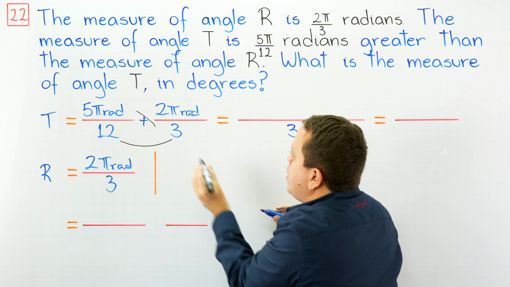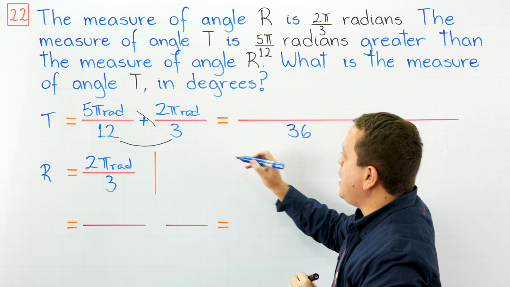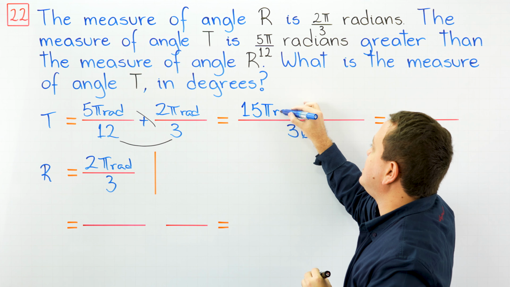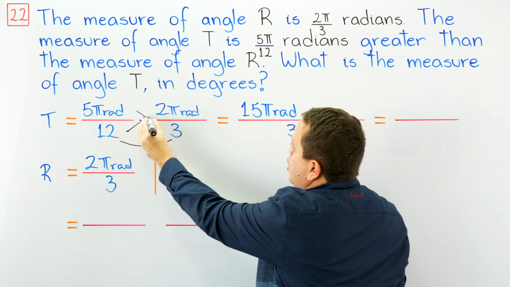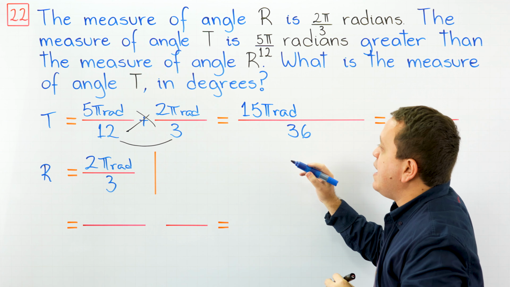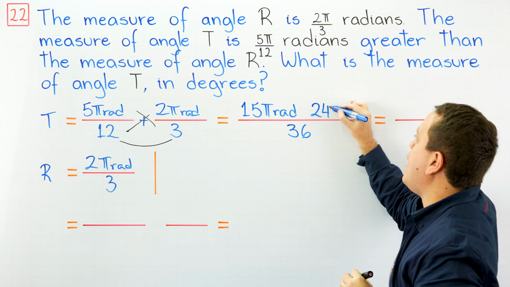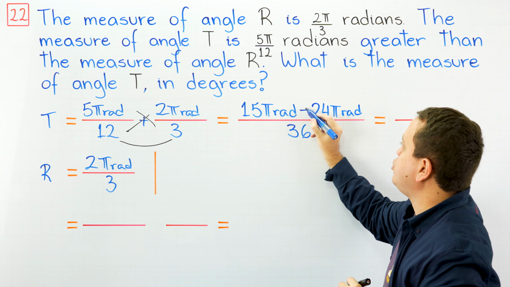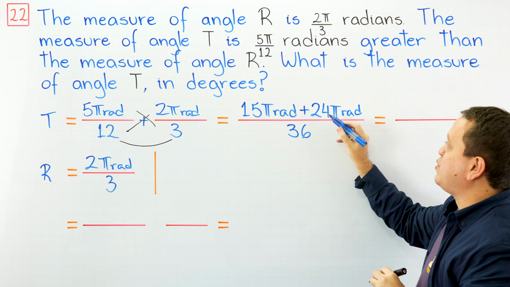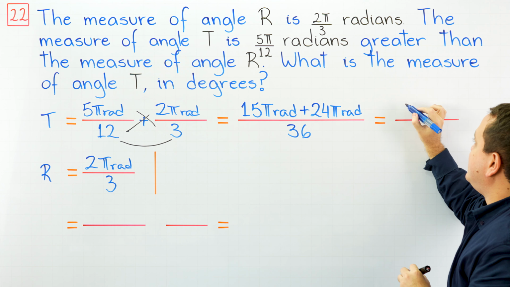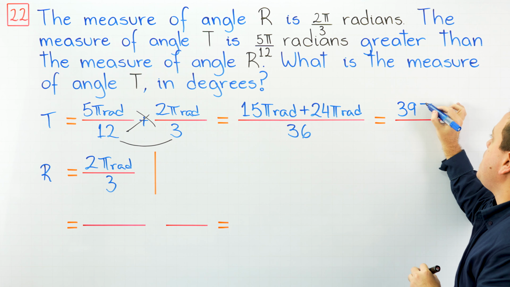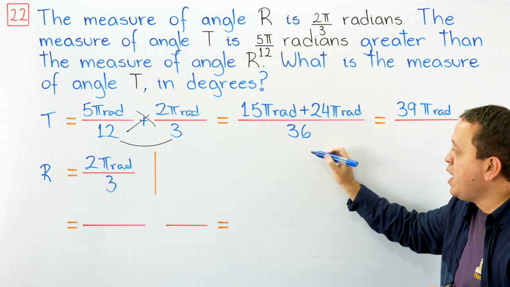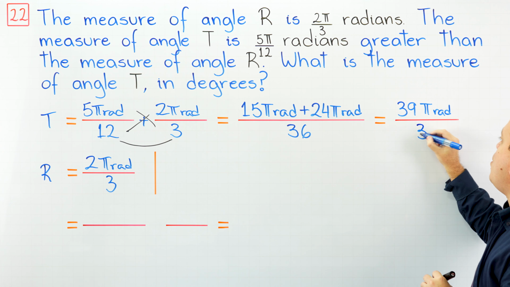On this side we have 5 pi radians times 3, that gives us 15 pi radians. On the other side we have 12 times 2 pi radians, and that gives us 24 pi radians. Then we are going to move the plus sign to this position. 15 pi radians plus 24 pi radians gives us 39 pi radians. Finally, we keep the denominator the same, 36 over here, 36 over here.